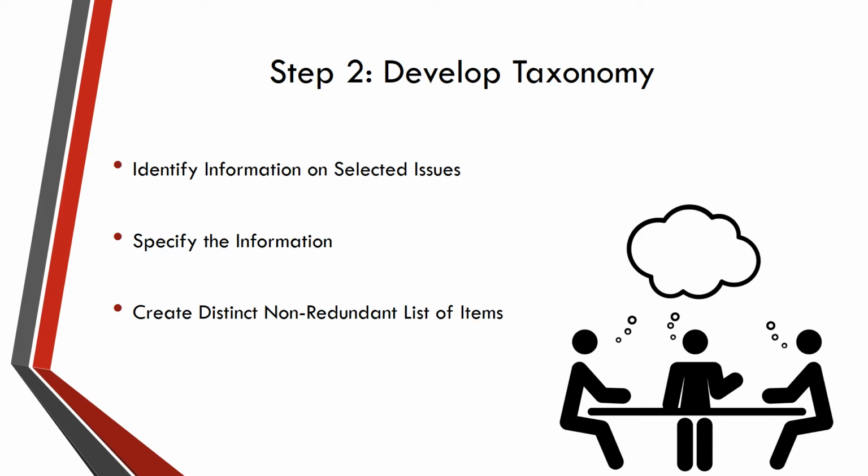In this step, the analysis team works with the panel to identify information needs for selected issues. The panel works to specify the information needed for the most likely and most important issues. To do so, they create a non-redundant list of information needed across all issues examined.